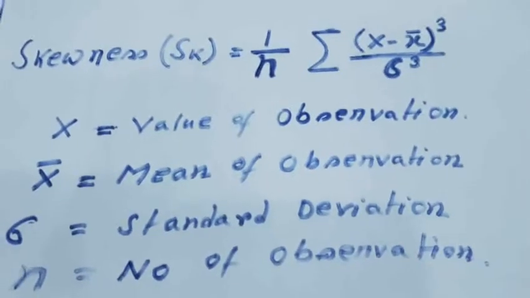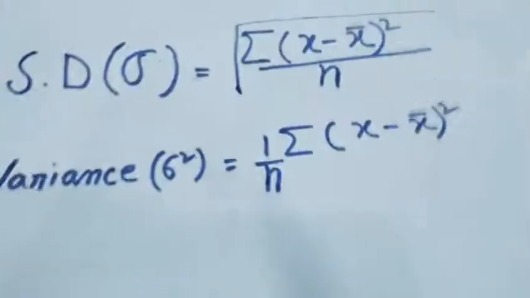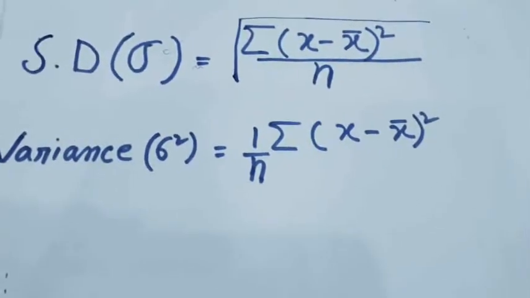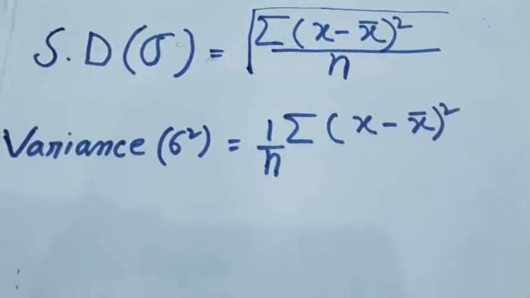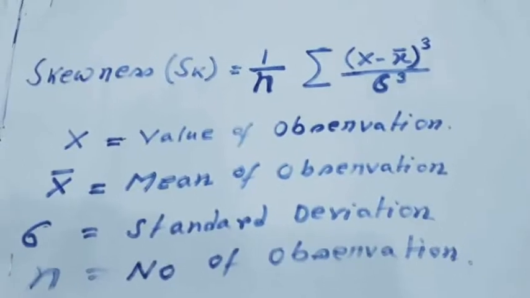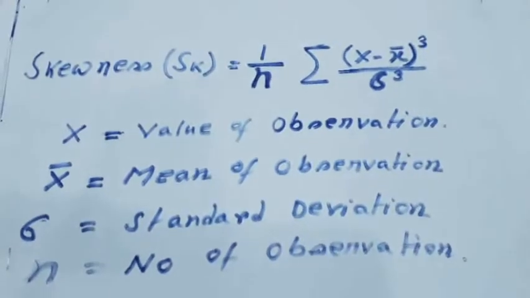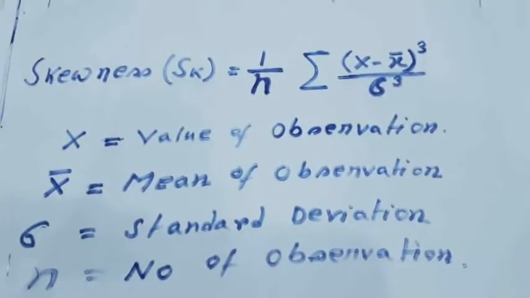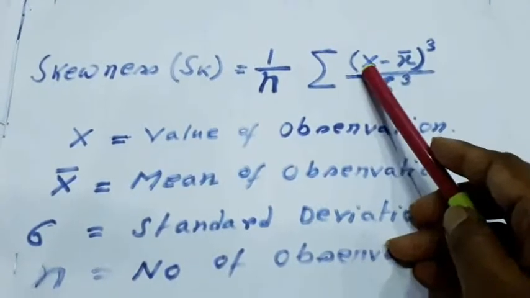As we know, the standard deviation of the observation is obtained by this formula for the discrete series, root over summation (x minus x bar) whole square divided by n. It means to get the value of skewness, what we need? We need to calculate x bar first. Second is standard deviation, and we need to get the value of x minus x bar.